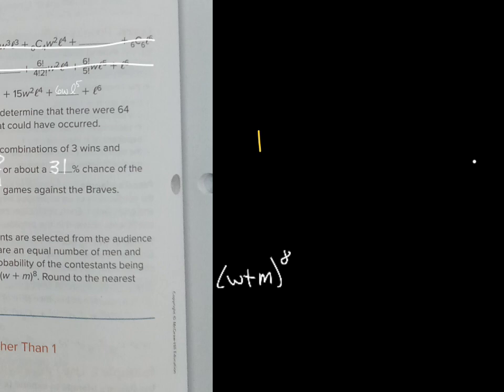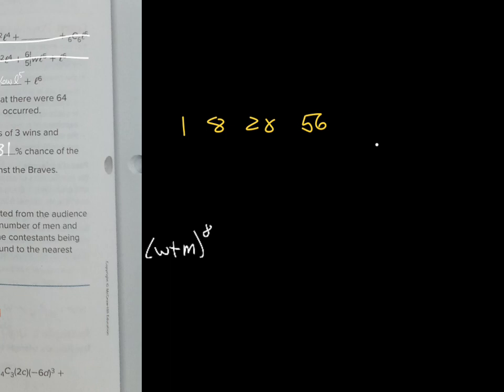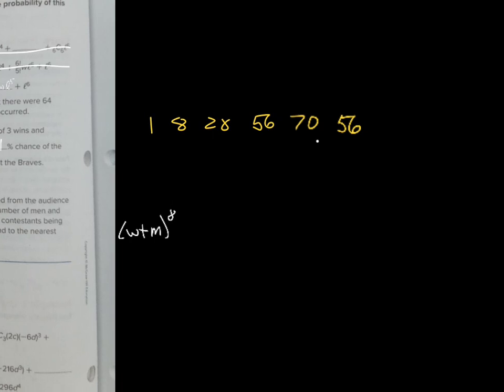1, 8, 28, 56, 70, 56, 28. All right, does everyone understand where all those numbers came from? Okay. So we just needed that because our original one didn't have it.